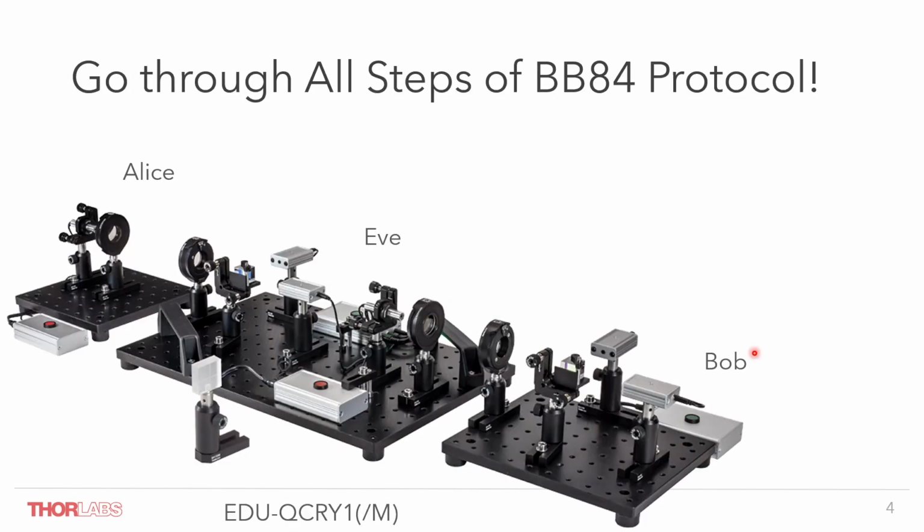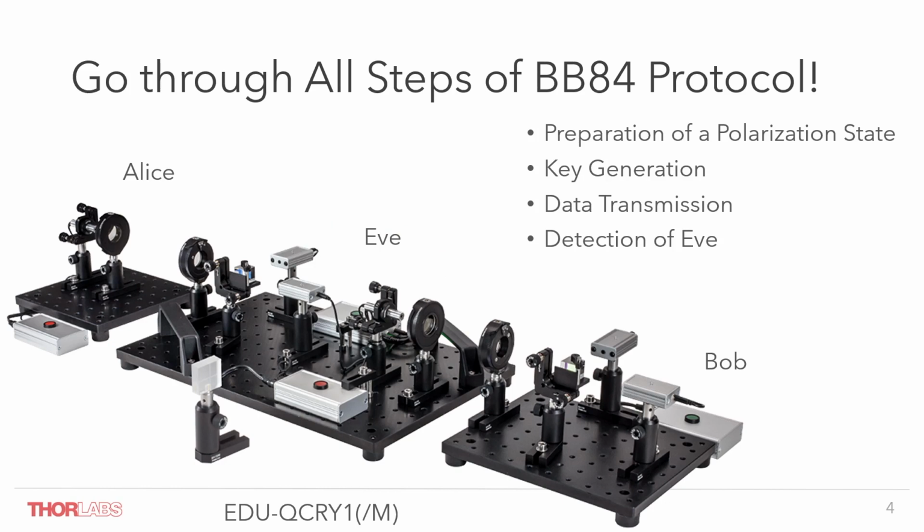Now, the great thing about our setup is that you can play through all steps of the BB84 protocol. So you see the setup here. It's comprised of 3 parties. We have one breadboard for the sender Alice, we have one breadboard for Bob, and you can put an eavesdropping unit Eve here in between the two. And you can, as I said, go through all of these steps.